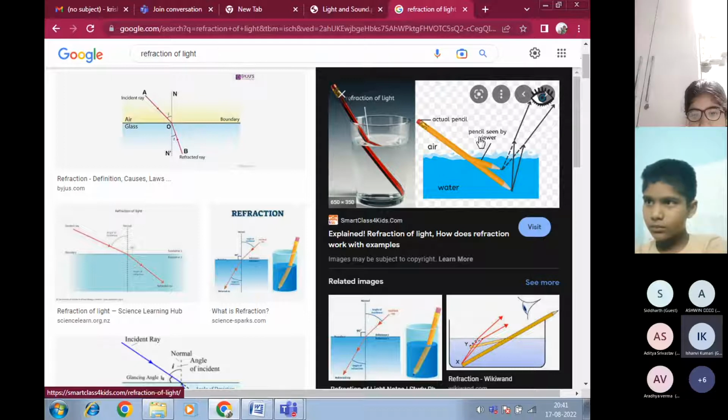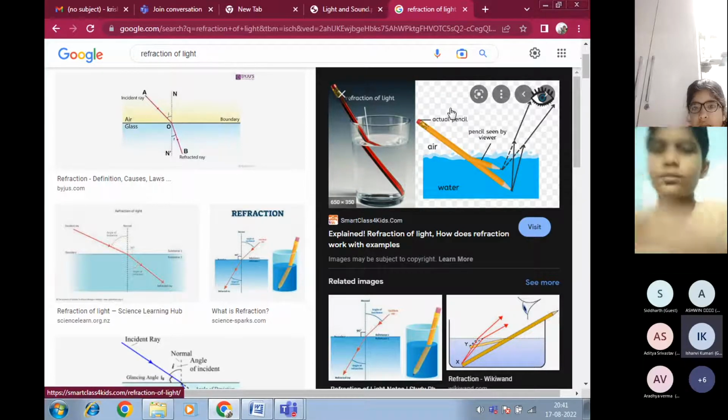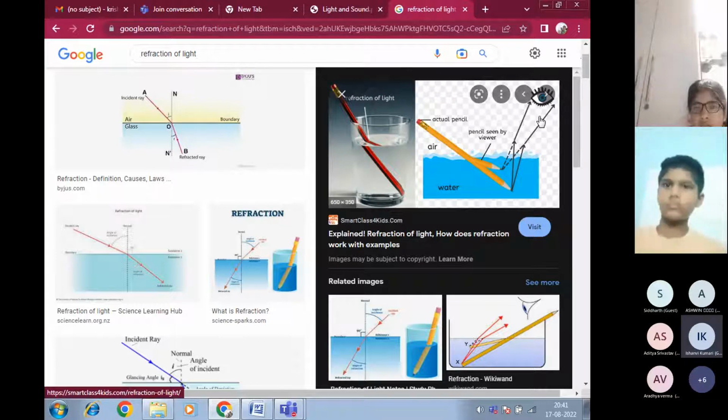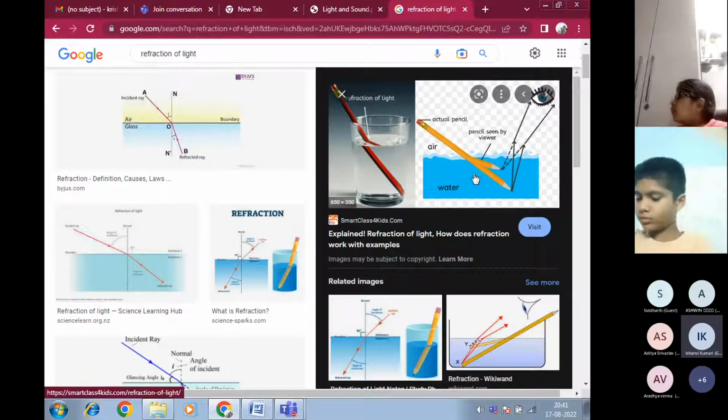Now the pencil is seen by the viewer. Can you see here, the pencil is seen by the viewer. So this is the bending of the light. For example, the person is seeing from here, the light falls on it, and the light will bend from this medium, that is the air medium, to the water medium, which makes him look as if the pencil has bent.